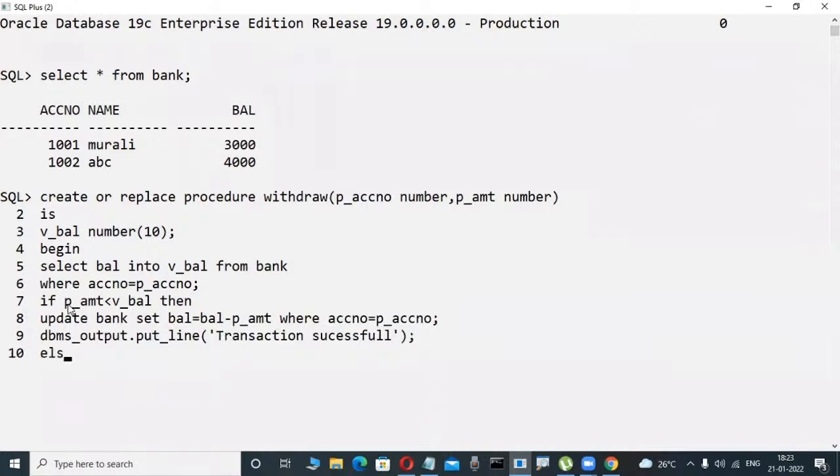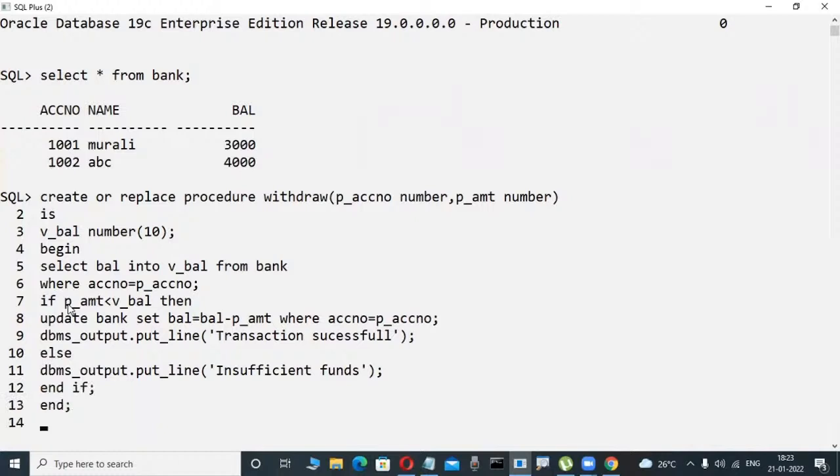Else, simple coding, some coding is there. And now check it out here. Else, insufficient funds. Okay, some coding is there. Okay, this is not difficult coding, take it easy.